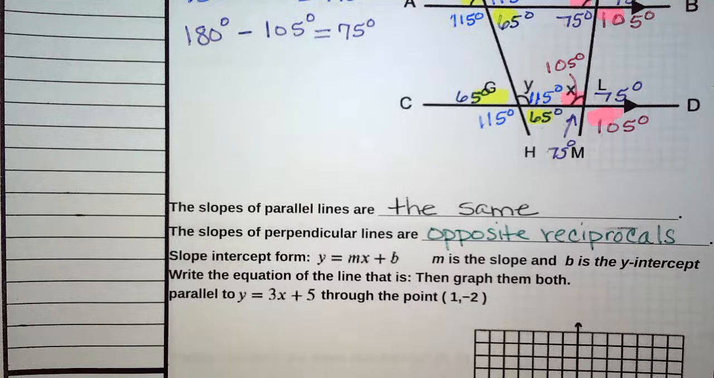So the slope-intercept form of a line is y equals mx plus b, where m is the slope and b is the y-intercept. So we're going to write the equation of the line that is parallel to y equals 3x plus 5 and through the point (1, negative 2), and then we will graph them both. So let's graph y equals 3x plus 5.